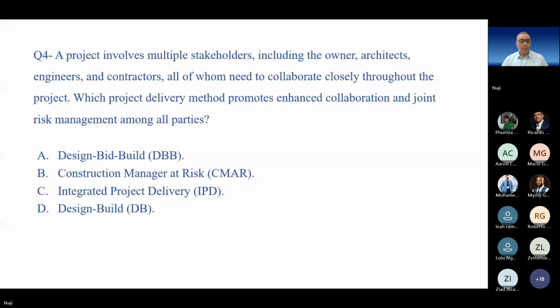4. A project involves multiple stakeholders, including the owner, architects, engineers, contractors, all of whom need to collaborate closely throughout the project. Which project delivery method promotes enhanced collaboration and joint risk management among all parties? So several parties, which delivery method brings collaboration and sharing risk? DBB, construction manager at risk, integrated project delivery, design and build. Which one?